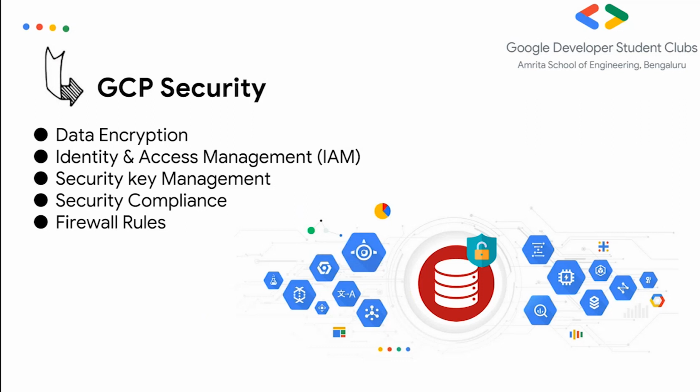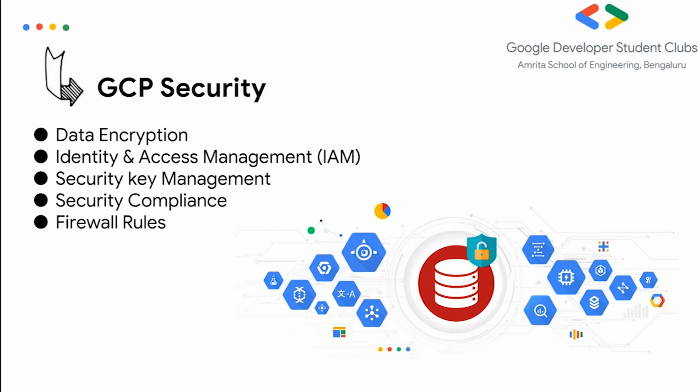Firewall rules: Google Cloud's firewall rules are configured to restrict access to only specific IP addresses or ports. So when those specific IP addresses or ports are given, only then can they access the data, and the rest cannot. And security key management utilizes Google Cloud Key Management Service, KMS, to manage the encryption keys securely. This ensures that only authorized users and services can access the encryption keys for data encryption and decryption.